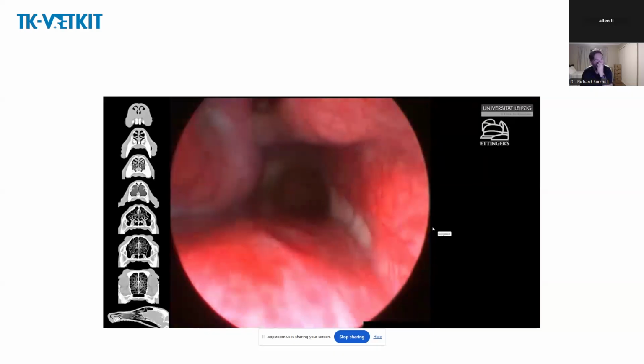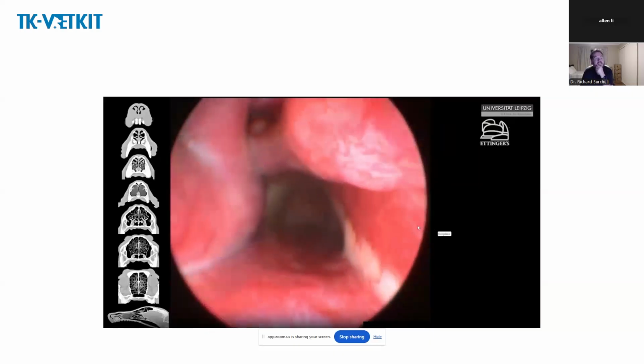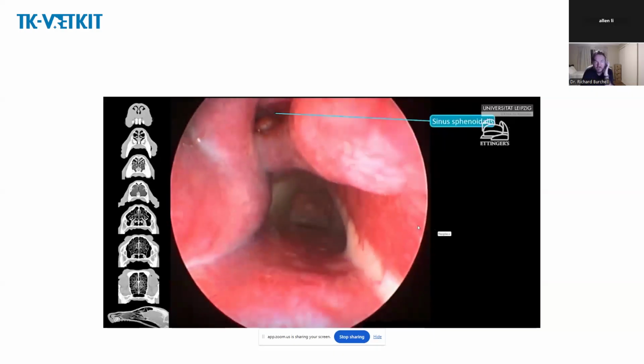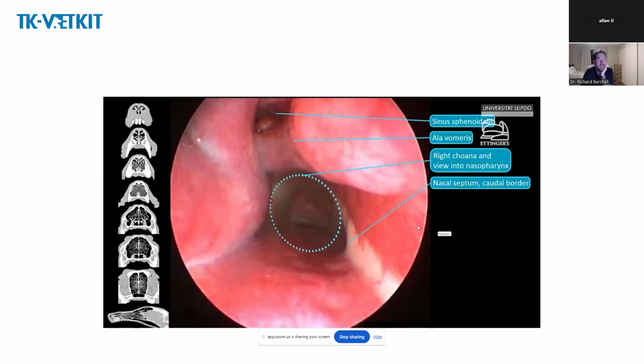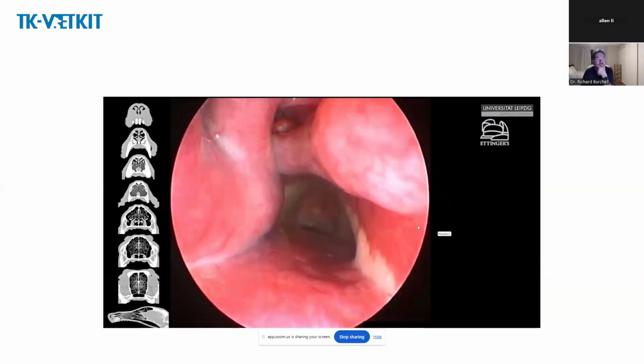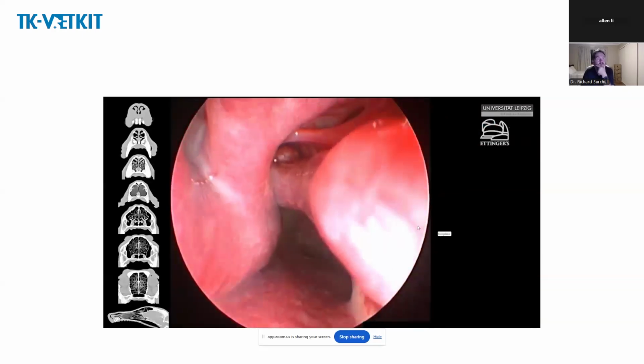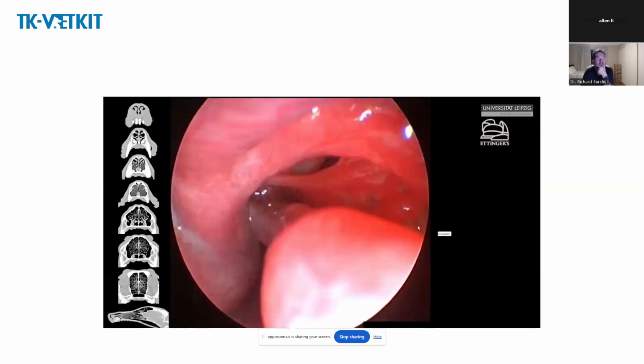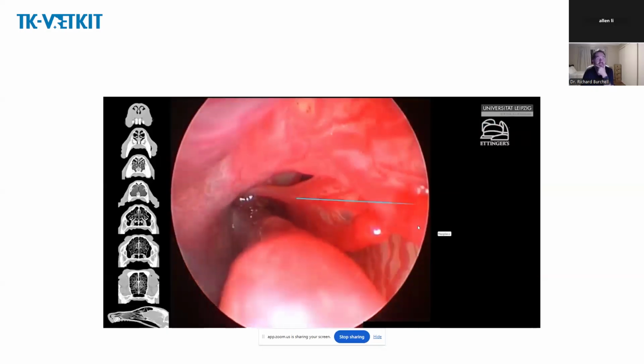So we can start to see the opening to the nasopharynx at the back. That's the opening to the sphenoid sinus with the vomer bone. And that's our view into the nasopharynx. And then on our right, we see the edge of the nasal septum. So now we can look up into the sphenoid sinus and we'll see part of the ethmoid.